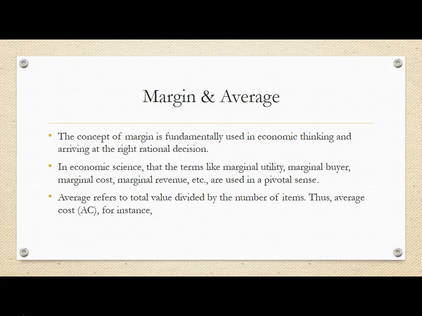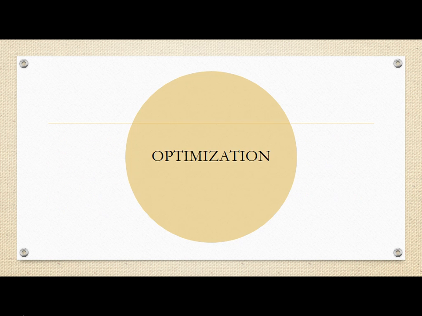So, what do you understand by average? Average refers to the total value divided by the total number of items. So the average cost, that is AC, for instance, can be measured as total cost, that is TC, divided by Q, that is total quantity of output. So that is the normal way we calculate the average. Total cost divided by total output will be your average.